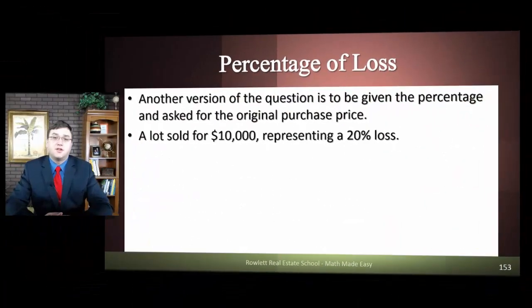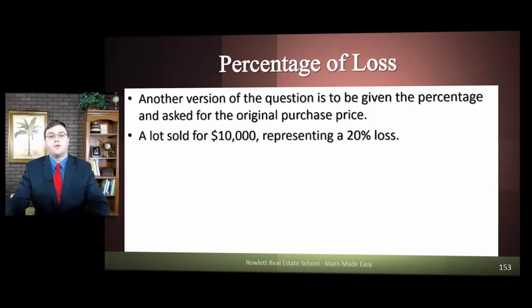Now, just like with the percentage of profit, they have another version of this question, and they will give you the percentage and then ask you for the original purchase price. Like this, a lot sold for $10,000, representing a 20% loss, and now we have to find out how much they spent for the property originally.